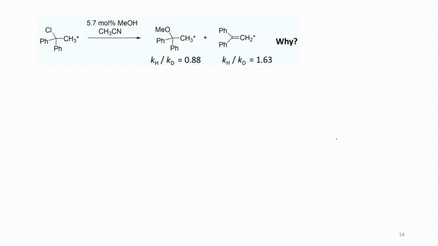If we see this example, what is happening? Just think, then I will give 1 minute. They have given the kH by kD value of both of the products, and they asked why this type of case is happening. So just try, I will solve.